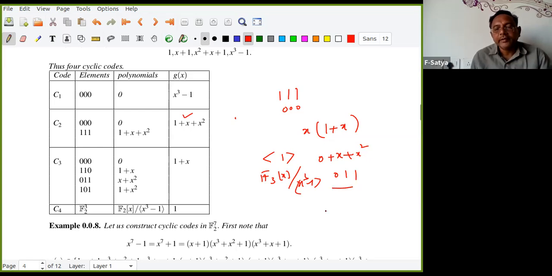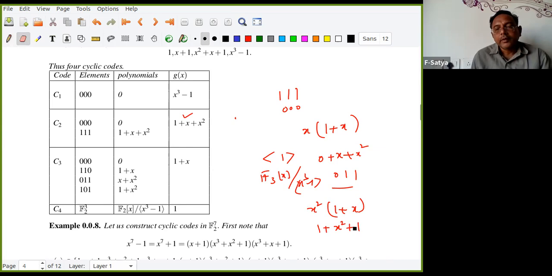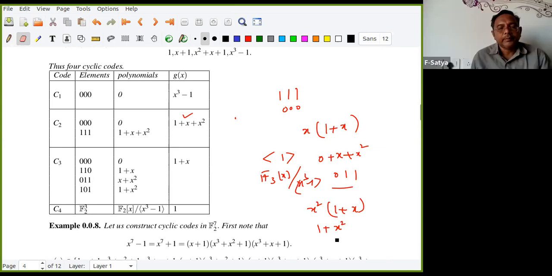Now again multiply by x square. 1 plus x multiplied with x square, what are we going to get? Yes, please. Plus 1. Plus 1, right? So that is 1 plus x square, correct? 1 plus x square, how do you write as a code word now, as a binary string? 101. Correct? Yeah. 1 plus x itself, how do you write? 110, correct?